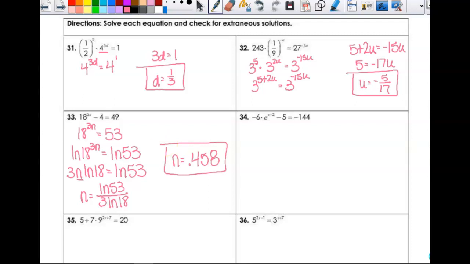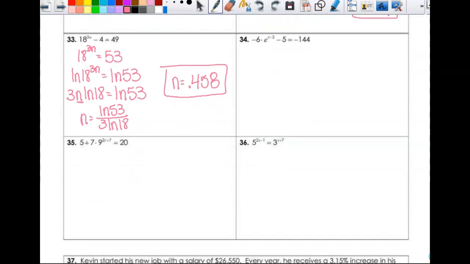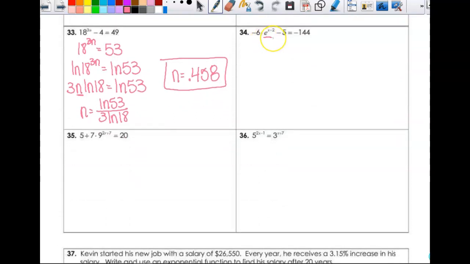Okay, so 34. I've got to get my exponential by itself, that little part right there. So I'm going to move the 5 first. I get negative 6 times e to the x minus 2 power. When I add 5 to both sides, that gives me negative 139. Then I divide both sides by negative 6, so that gives me e to the x minus 2 power equals 139 over 6, because that's the best I can do.